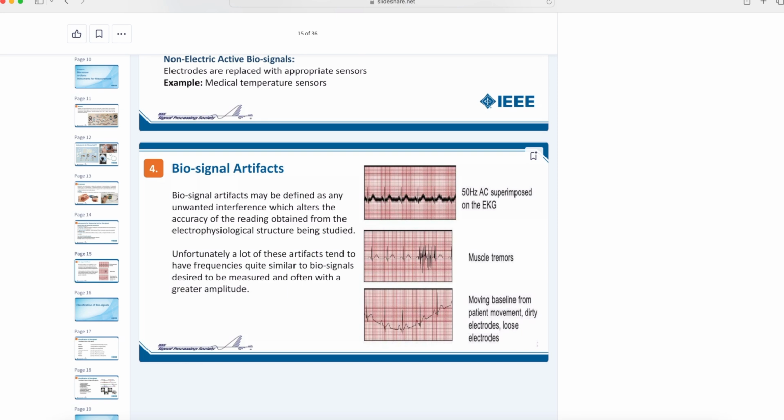Biosignal artifacts. Biosignal artifacts may be defined as any unwanted interference which alters the accuracy of the reading obtained from the electrophysiological structure being studied. Unfortunately, a lot of these artifacts tend to have frequencies quite similar to biosignals desired to be measured and often with a greater amplitude.